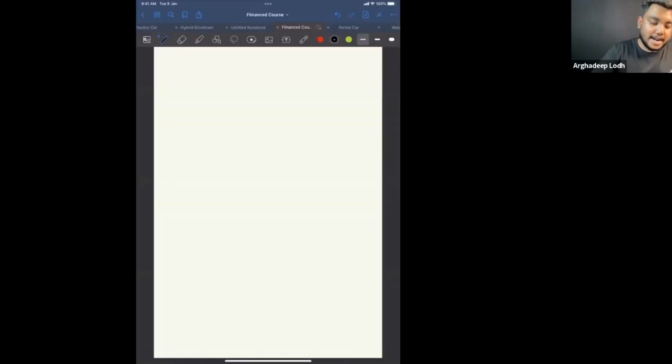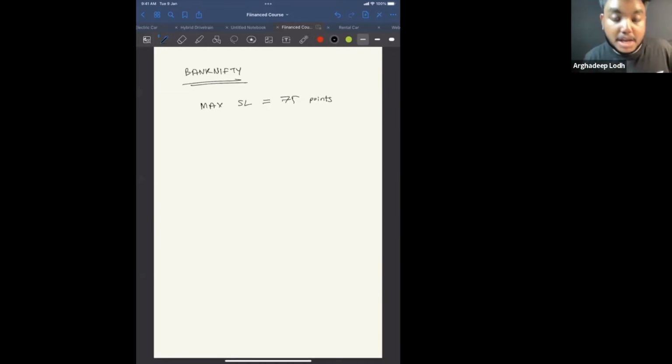Is that for Bank Nifty, remember, for Bank Nifty, maximum SL is 75 points. सब मैं चार्ट में दिखा दूंगा. I will show you everything in the chart, but अभी you guys know this data. Maximum SL is 75 points and minimum profit should be 100 points. 100 points should be minimum profit and maximum SL should be 75 points.